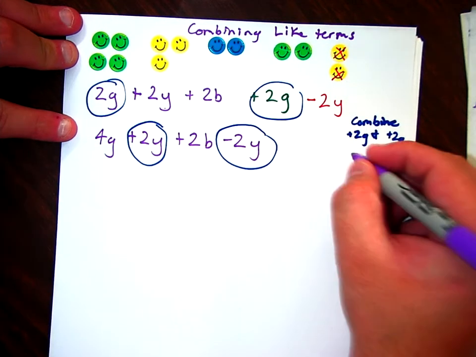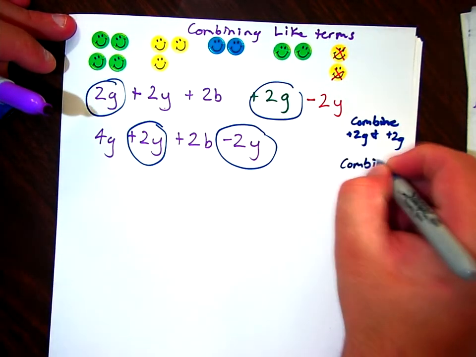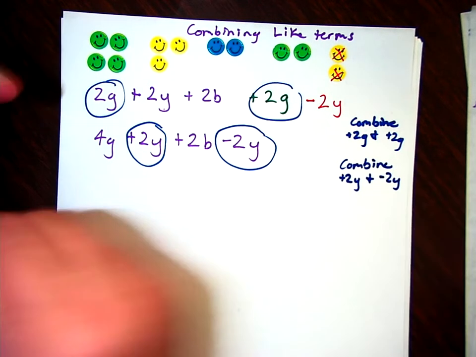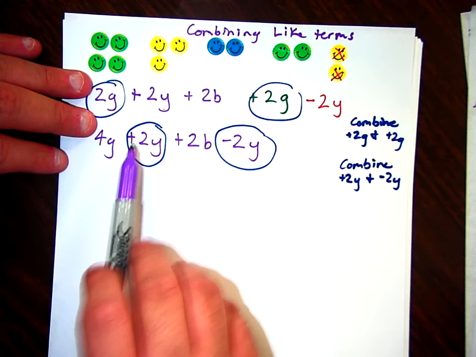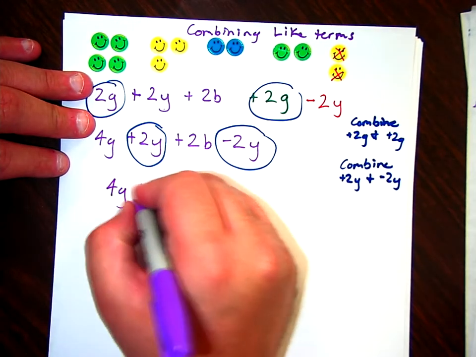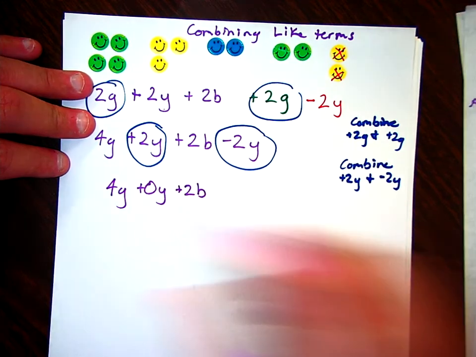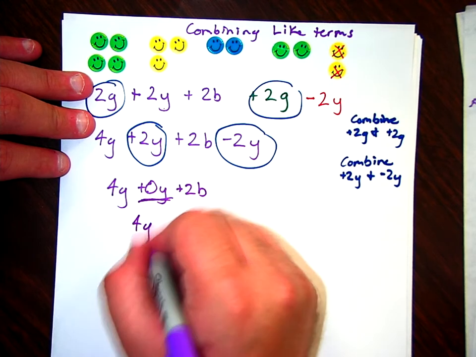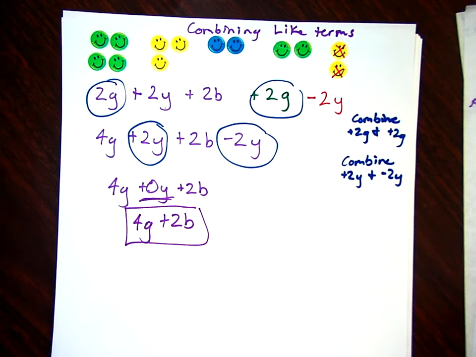So now we're going to combine positive 2y and negative 2y. And because we have a positive 2 and a negative 2, they're going to cancel out. And so you just get 4g plus 0y plus 2b. Okay? And this 0y here, 0 times anything is 0, so it just goes away. So you have 4g plus 2b. And that's our combined like terms.